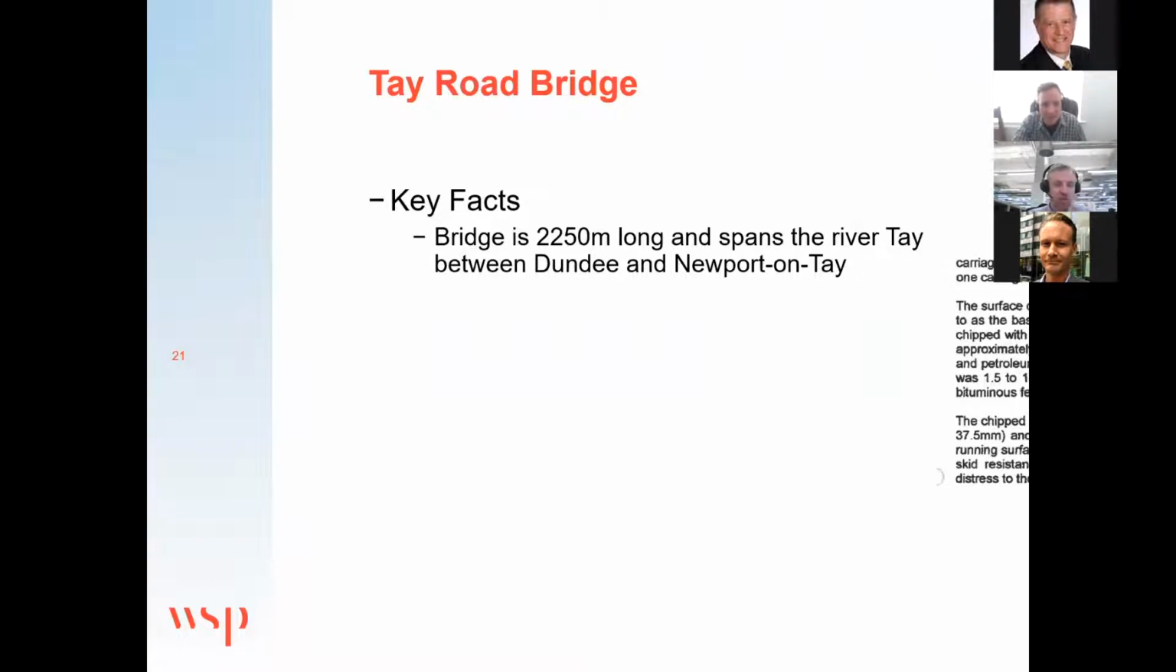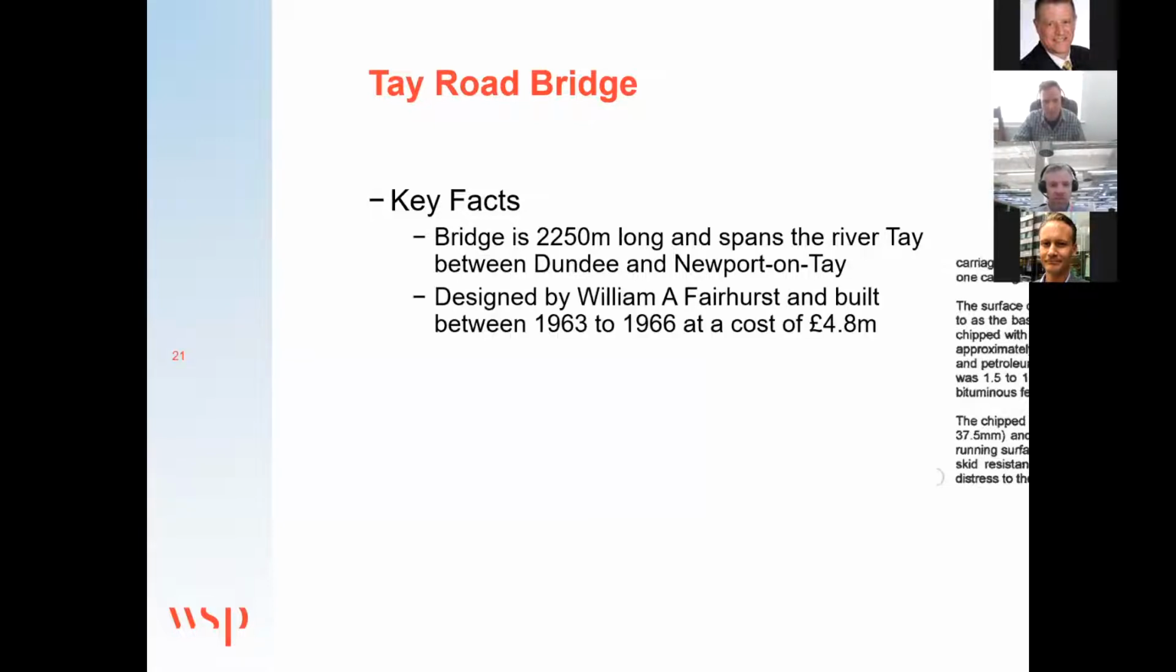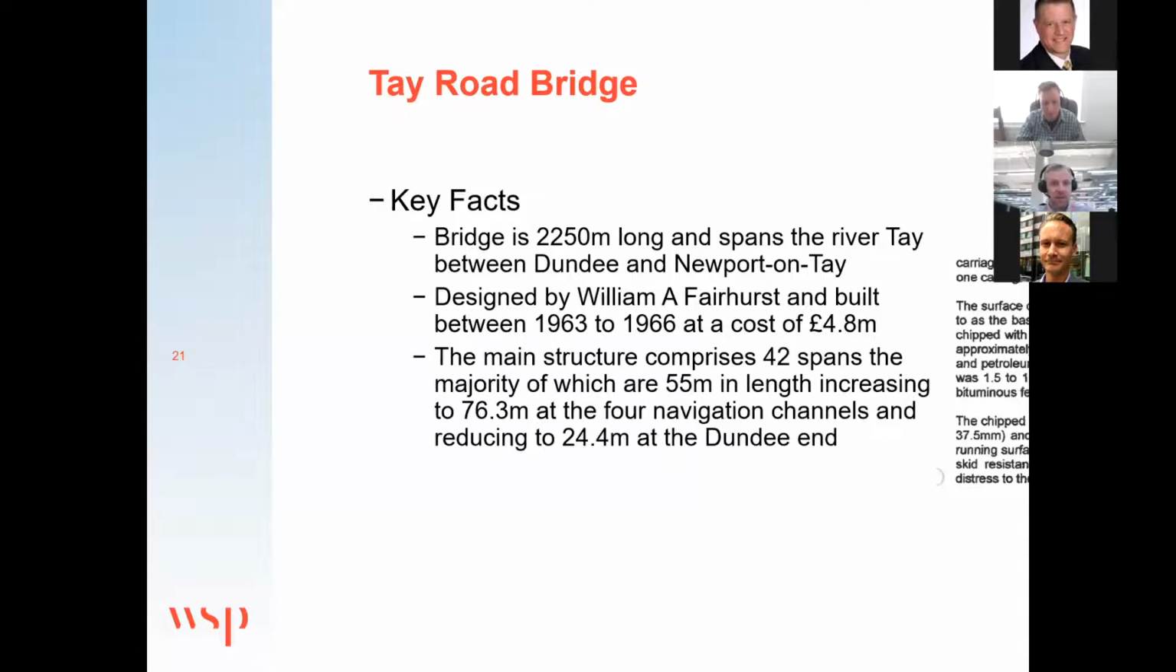The bridge is 2.2 kilometers long. Okay, so probably about, whatever that is in miles, 1.7 miles long, and it was the Tay Road Bridge over the River Tay, which is in Scotland, just north of Edinburgh, in a place called Dundee. So very, very important bridge. Again, it was designed by William Fairhurst, built in 1963 and then completed in 1966. And in those days, the cost was 4.8 million. I don't know what the exchange rate is now, but it wasn't cheap, but a great thing.